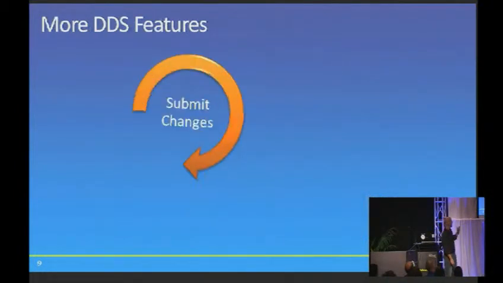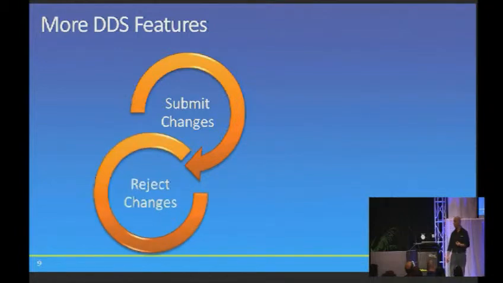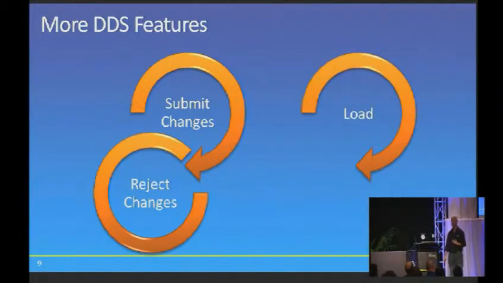So it doesn't just do that, though. It also helps you submit changes, reject changes, handles loading your data. You can also defer loading. So let's say you want to go get a parent object, like an order, and then later go get the details for the order. You can do that as well through the domain context and DDS.